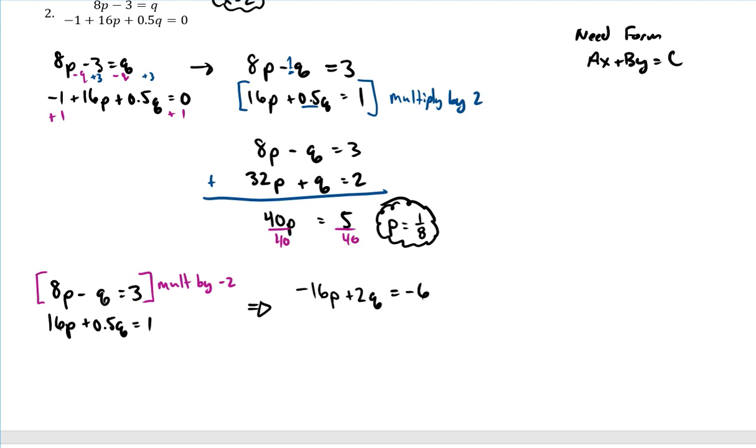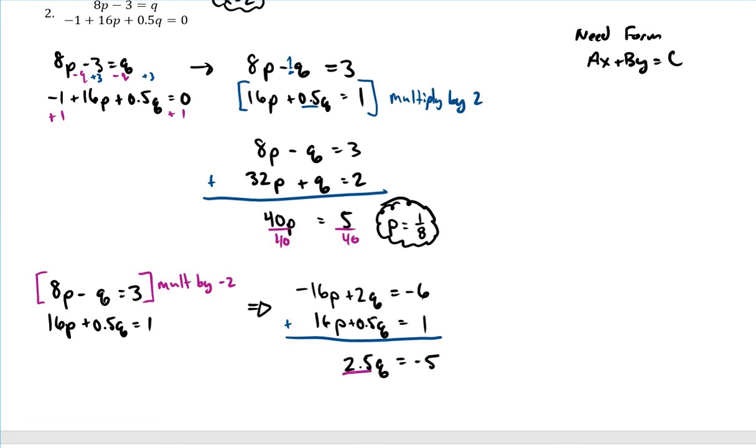And really double check, make sure everything got multiplied correctly. It does look good. And then the bottom one I didn't do anything to. Equals 1. Okay, so everything's still there. But I can now add the two together to get rid of the p values. And so we would have 0, but 2 and 0.5 would add to give us 2.5q. And then -6 and 1 would add to give us -5.